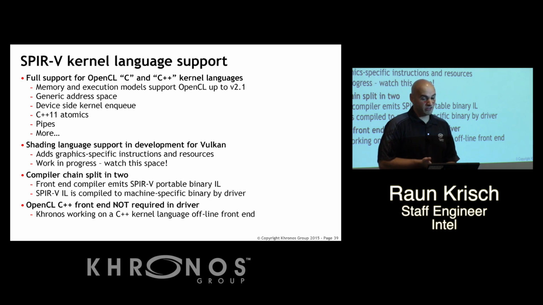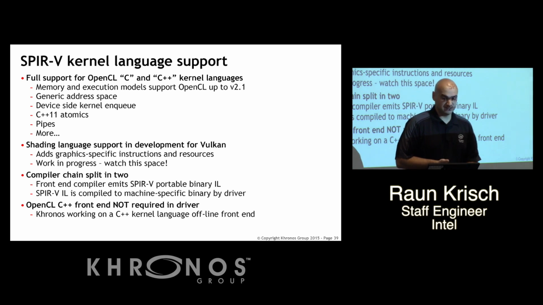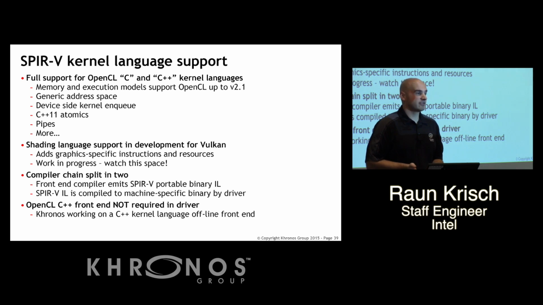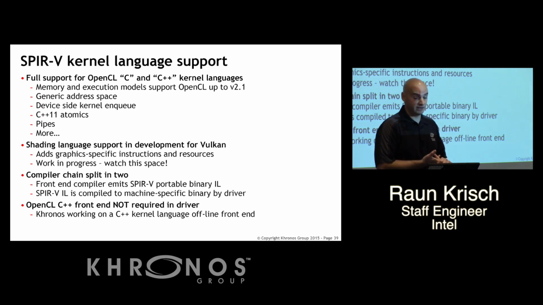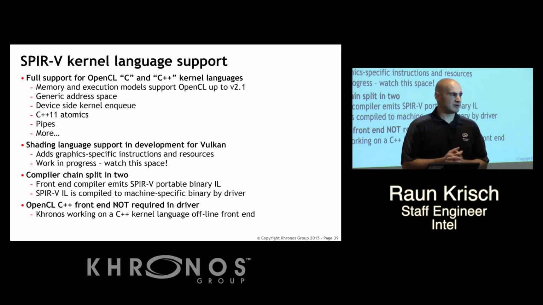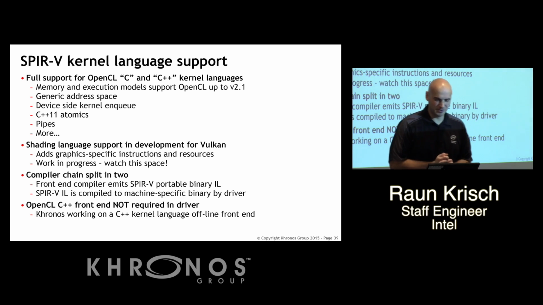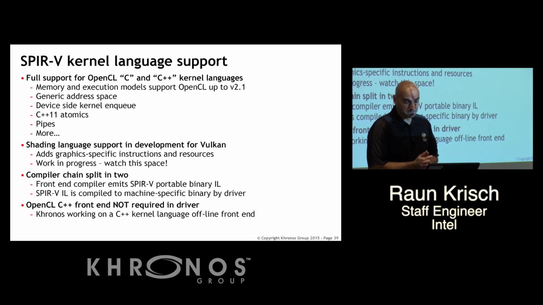So we also have support in Vulkan for SPIR-V, or we have SPIR-V support for Vulkan, including GLSL. So you get all the same benefits in Vulkan as you do with OpenCL. So faster compile times, you don't have to ship your plain text source. So this is a work in progress, so come back for the Vulkan talks to hear more about Vulkan and SPIR-V.